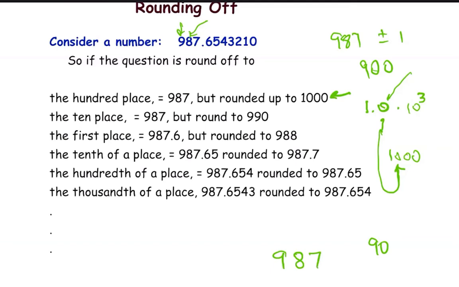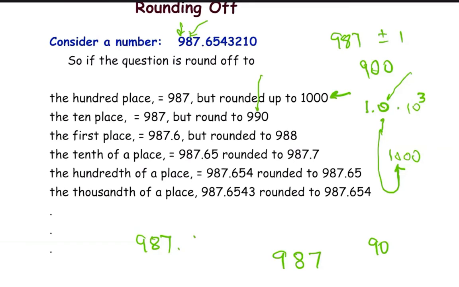And again, you can see that the 9 and the 9 are significant, but the rightmost digit is to the 10th place. And that's how you would round that to the 10th place. Rounding to the first place, that's, again, easy, 987. But you have to look at one digit past that as to whether you're going to round up or round down. Because if you just keep 987, that's to the first place.